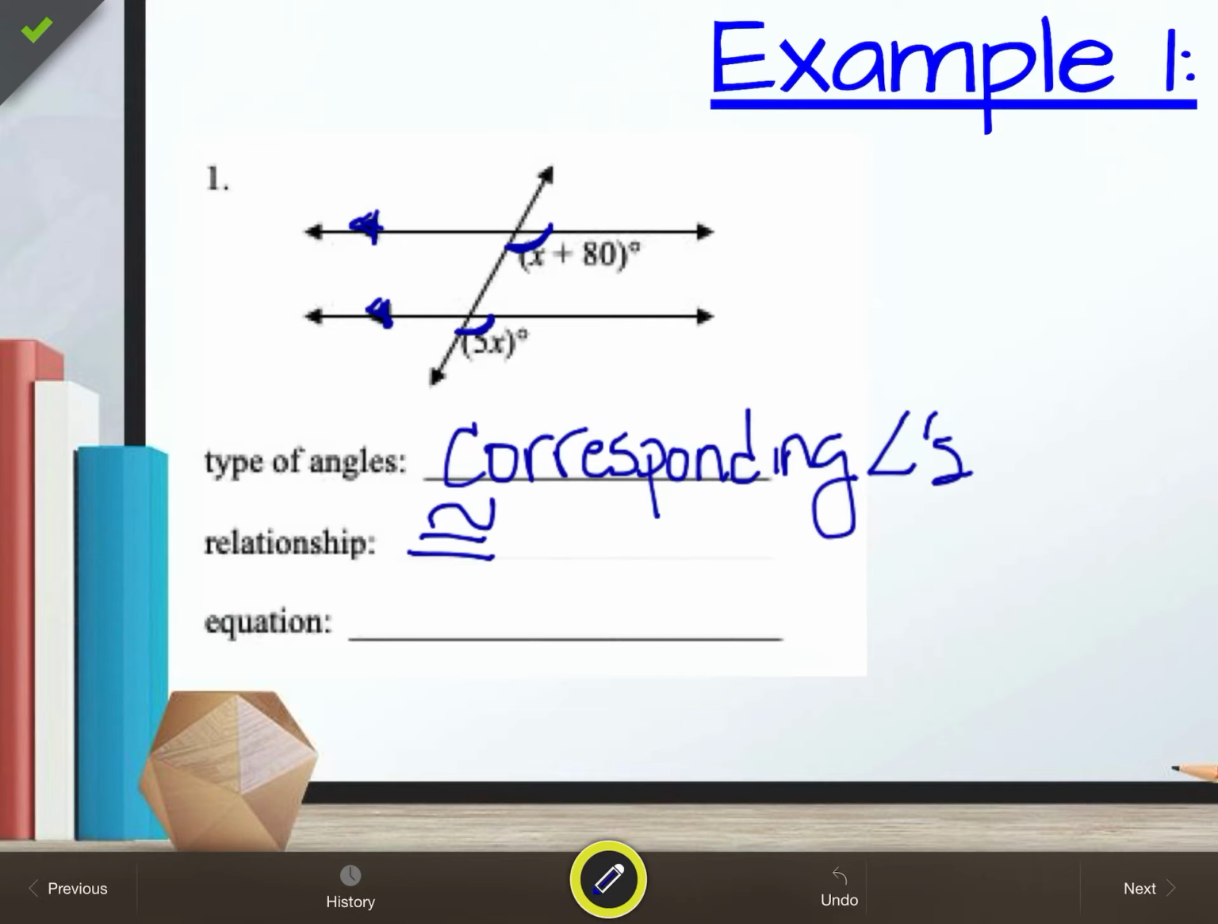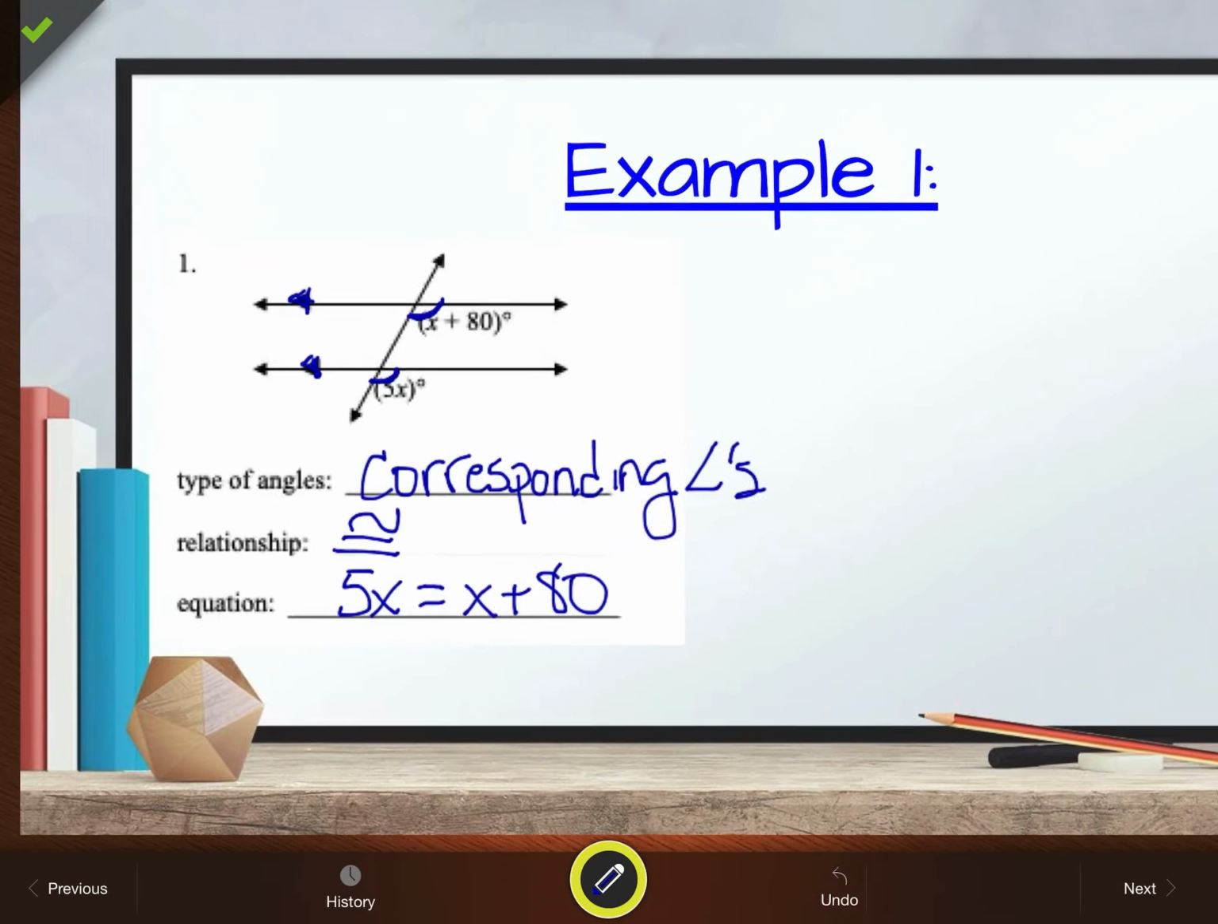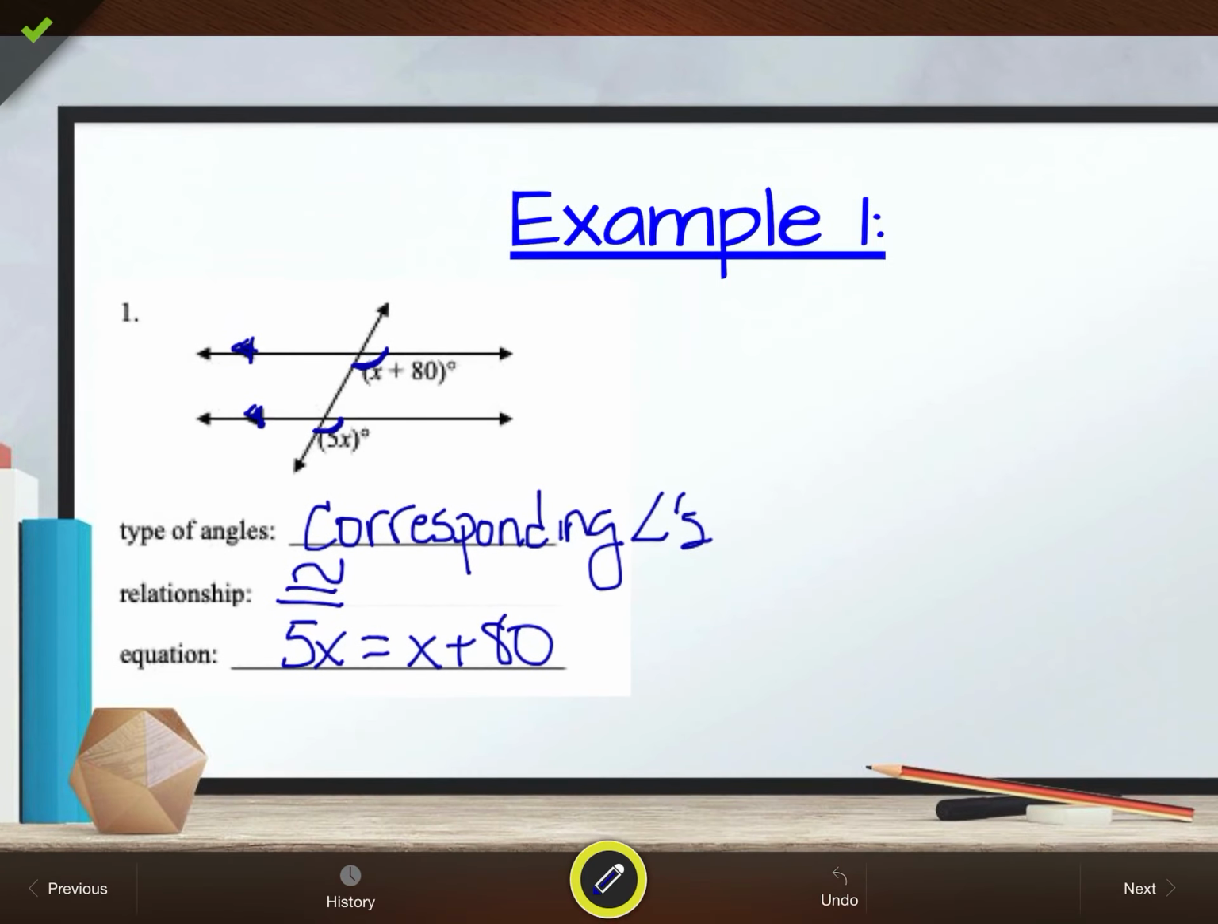So I'm going to take one of the angles, and it doesn't matter which one you start with. I'm going to start with the 5x, and I'm going to set it equal to the other angle. So there's my equation. Once I write my equation, again, type it into Desmos, or if you're good and can do it, work it out.